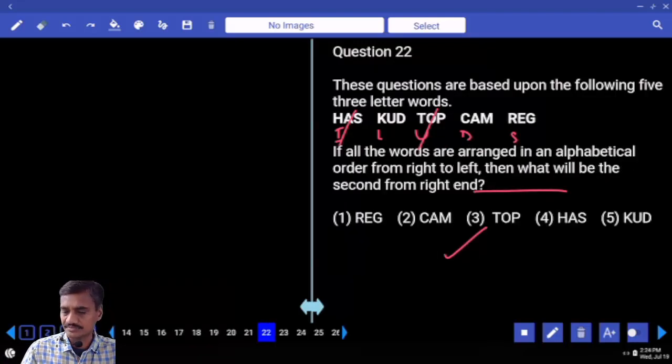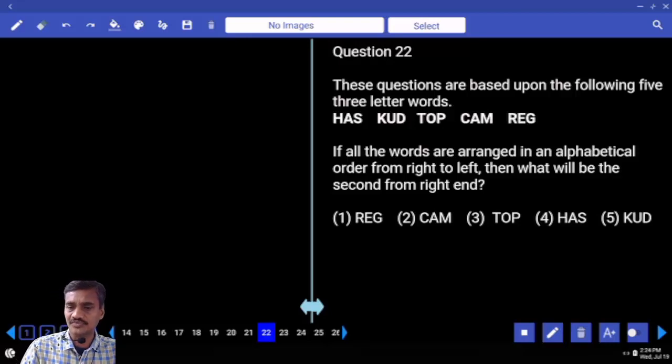Then 22nd. If all the words are arranged in alphabetical order from right to left, then what will be second from the right-hand side? Right to left in alphabetical order, second from the right is nothing but the second lowest. Now the first lowest is what? CM, and the next one is HAS, that is choice 4, question number 22.